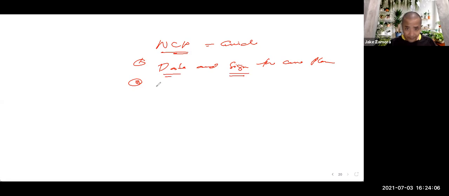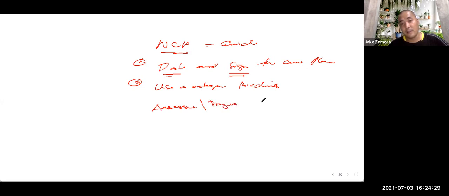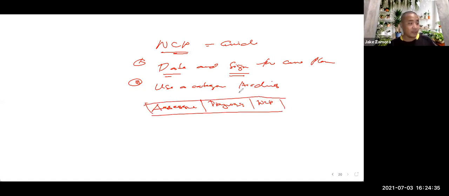Then you have to use a category heading. You are already doing this. You have to use a category heading, like nursing diagnosis, goals, desired outcome. Like in the table, where there is the assessment, then we have the diagnosis, then we have your NCP. So you're already doing this; these are the category headings.